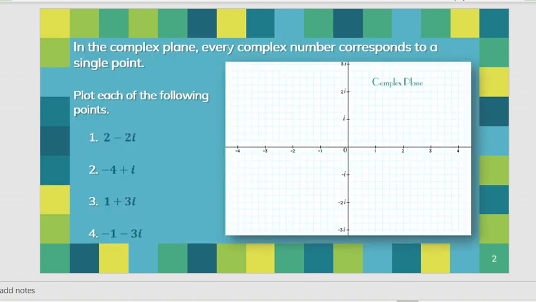All right, so let's look at this year. What are we doing? Well, we're going to take these and we're going to graph them. So we have 2 minus 2i. So if I go 2 and a -2i, so it's right in here.